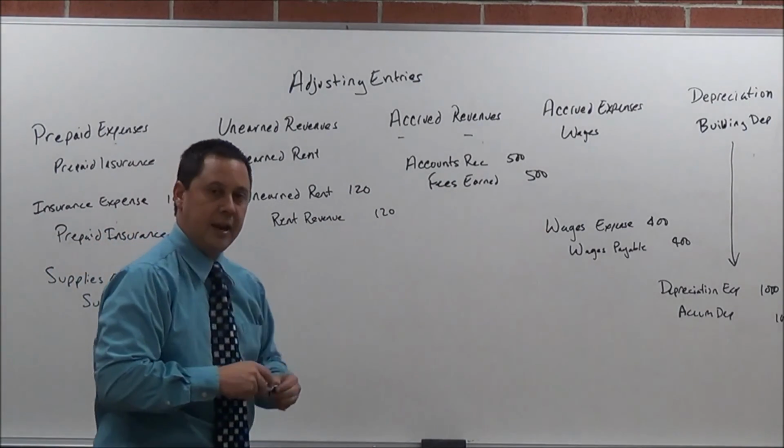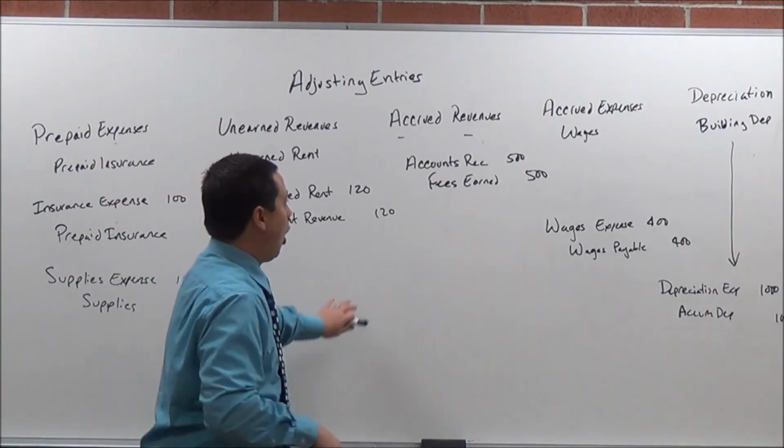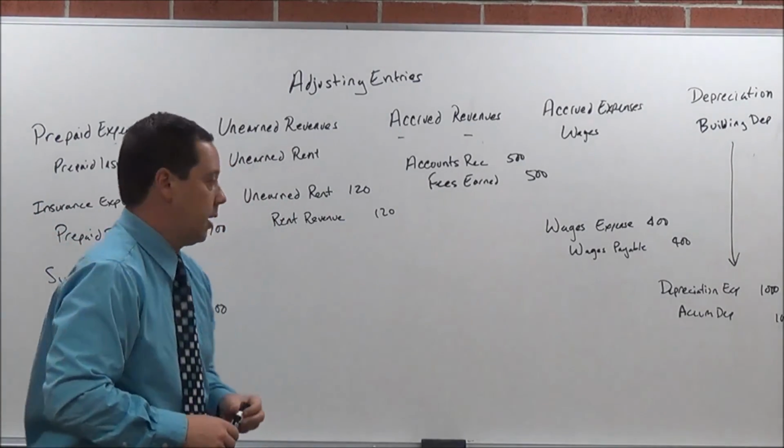So as you can see, these are the 5 areas that we must adjust at the end of the month, or at the end of the period, or in the year, whichever it is when we are doing our adjusting entries.